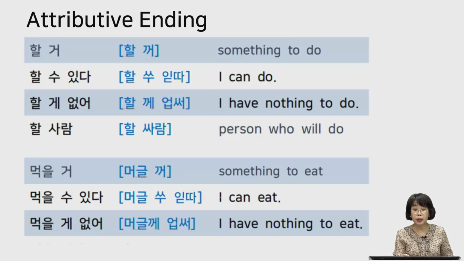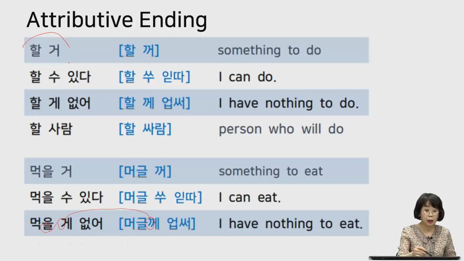먹을 게 없어. Attributive ending 을 affects the ㄱ sound. ㄱ changes to ㄲ. 먹을 게 없어.